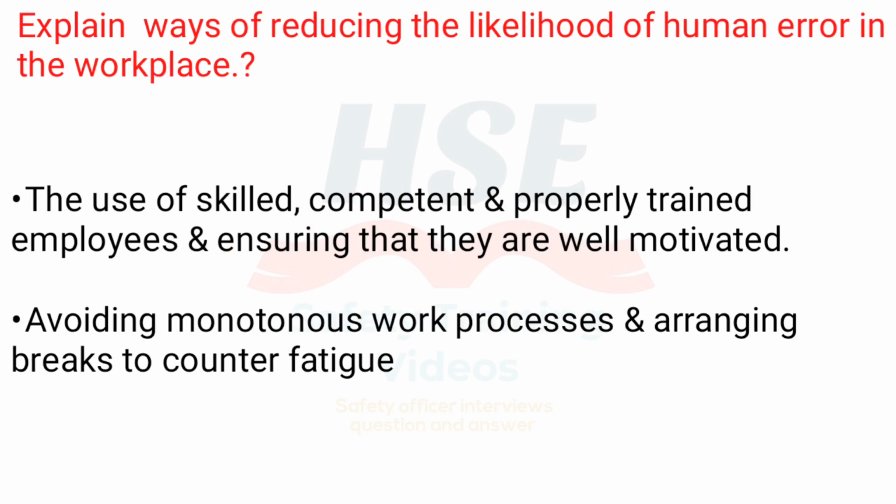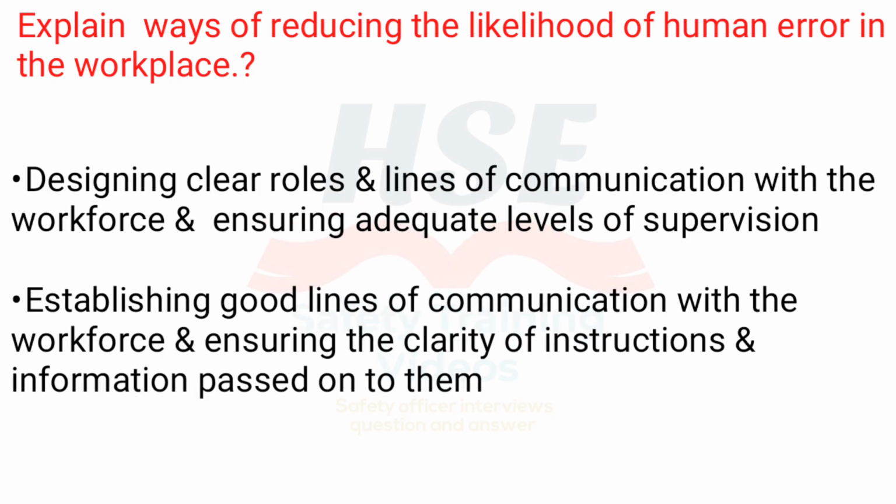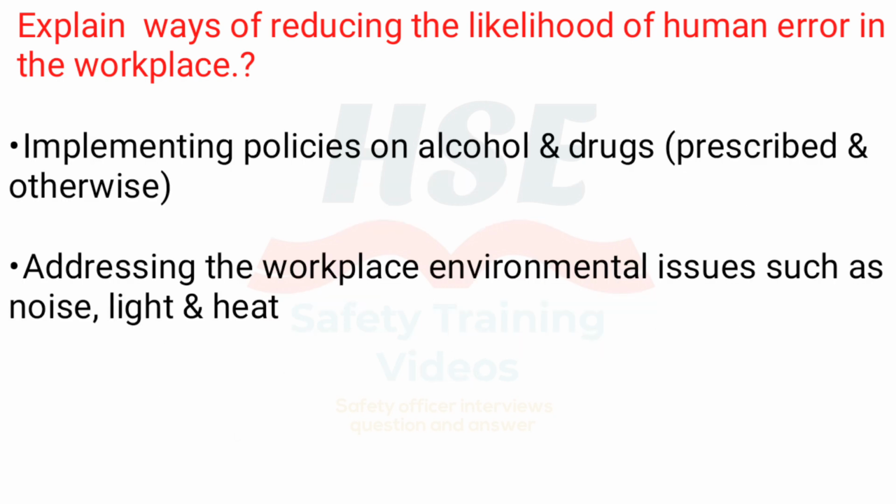Explain ways of reducing the likelihood of human error in the workplace. The use of skilled, competent and properly trained employees and ensuring that they are well motivated. Avoiding monotonous work processes and arranging breaks to counter fatigue. Designing clear roles and lines of communication with the workforce and ensuring adequate levels of supervision. Establishing good lines of communication with the workforce and ensuring the clarity of instructions and information passed on to them.